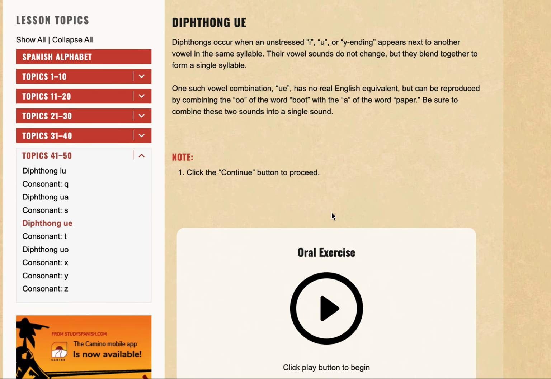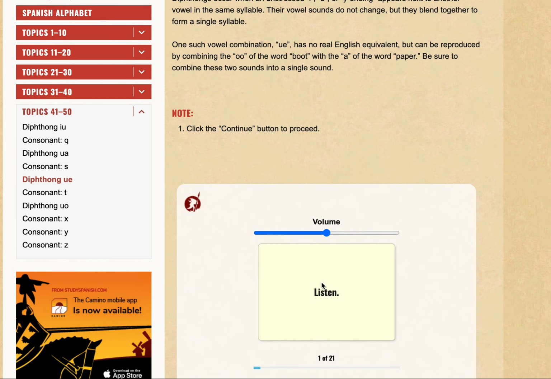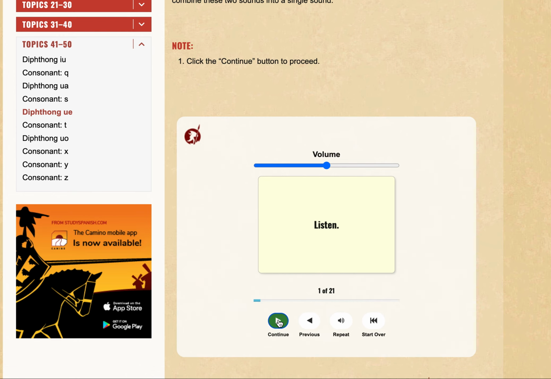So let's look at some examples here. Listen to the following words. They all contain the UE diphthong. Bueno. So after B you had the UE diphthong, and if you remember, it's OO in the word boot and A in the word paper. So UE. Bueno, bueno.